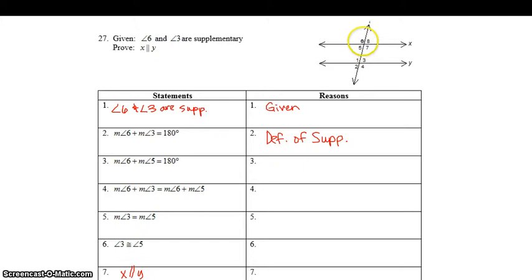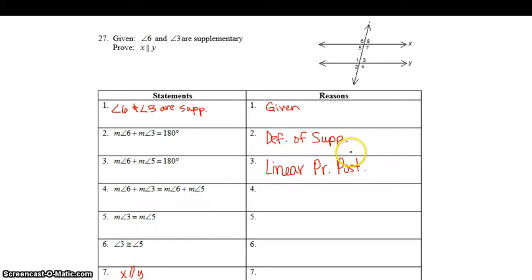Well, if you look at your picture, they didn't say anything up here about angles 6 and 5 being supplementary, so you're not going to use the definition of supplementary. But if you look at your picture, 6 and 5, what kind of angles are those? Those are a linear pair, so this is the linear pair postulate. Because the linear pair postulate says if you have a linear pair, then they are supplementary, so they add up to 180.